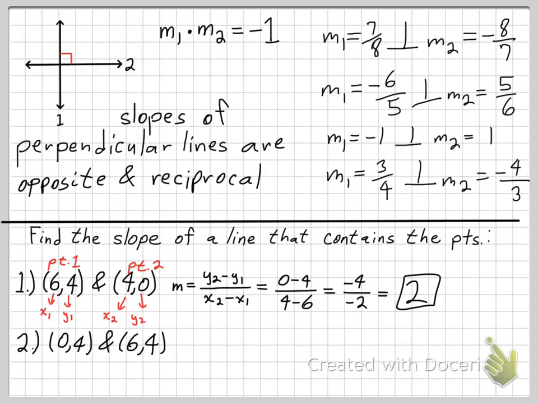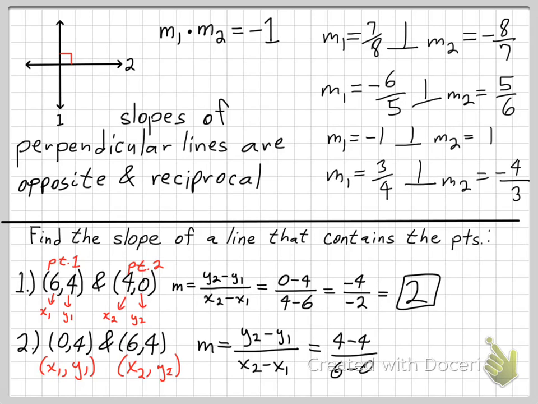So I'm going to call this point, point 1. So this is going to be x sub 1, y sub 1. So my 0 is going to be x sub 1, and my 4 is going to be y sub 1. Similarly, I'm going to call this point 2. So then my 6 is going to be x sub 2, and my 4 is going to be y sub 2. And again, the formula for the slope is y2 minus y1 over x2 minus x1.